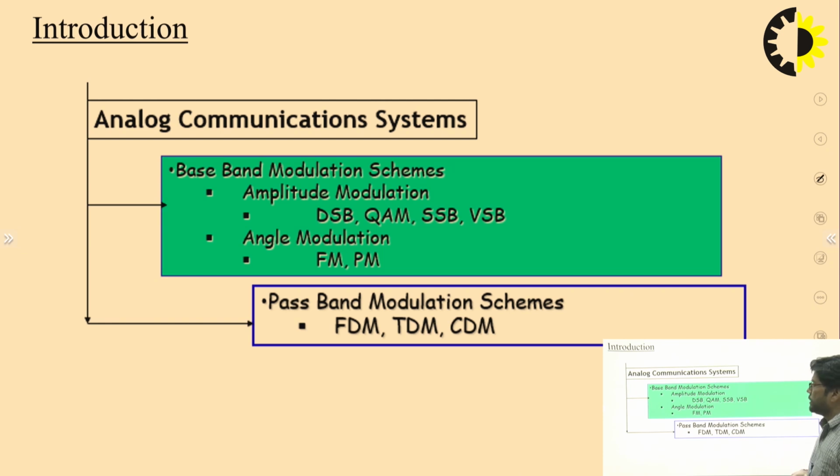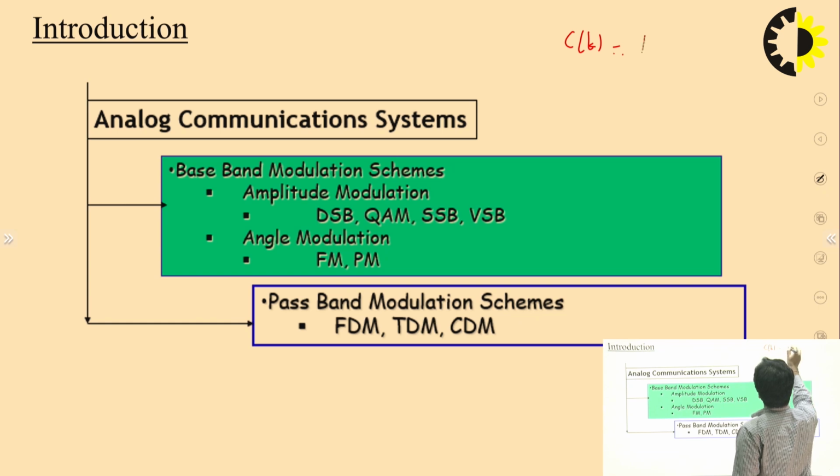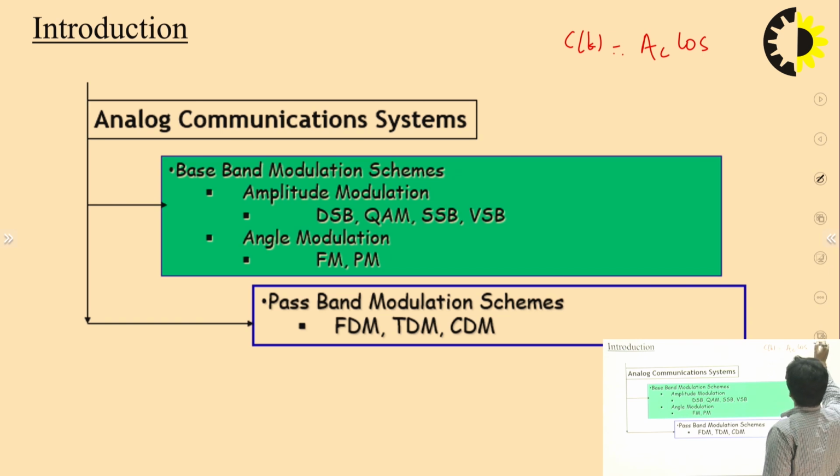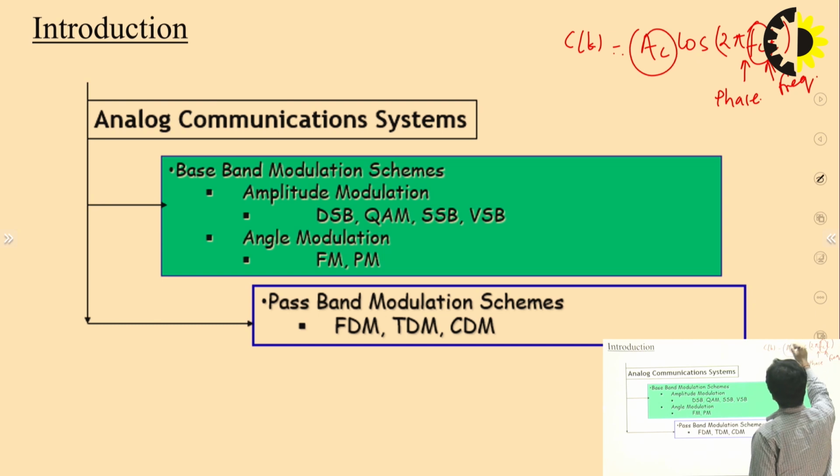Now the angle modulation. Suppose I write the equation for the carrier signal: c(t) equals, in terms of an analog signal, Ac cos(2 pi fc t). This is the phase of the carrier signal, this is the carrier signal frequency, and this one is the amplitude.